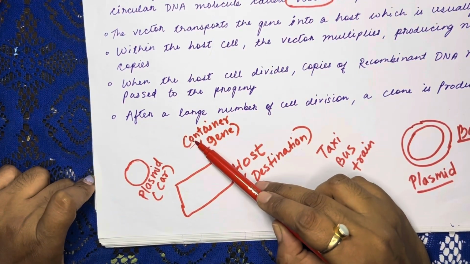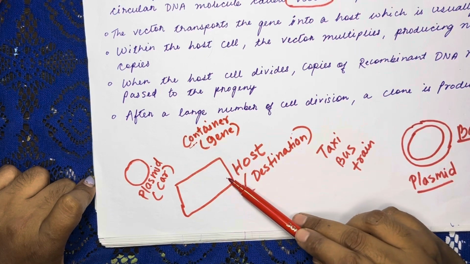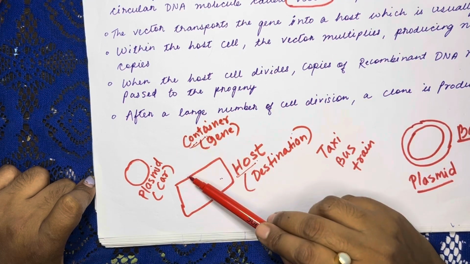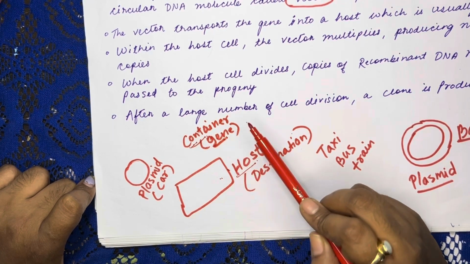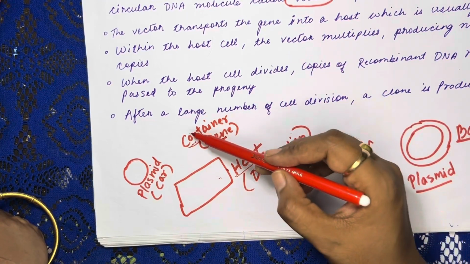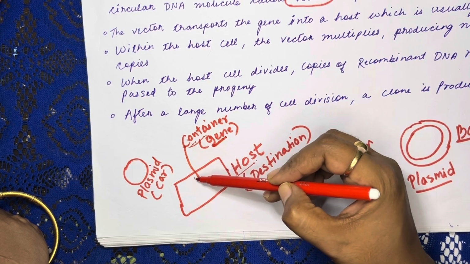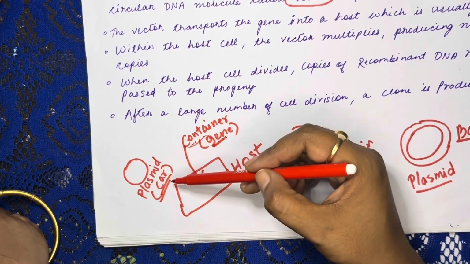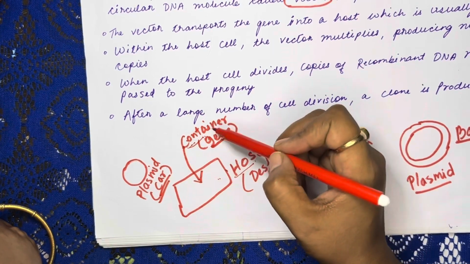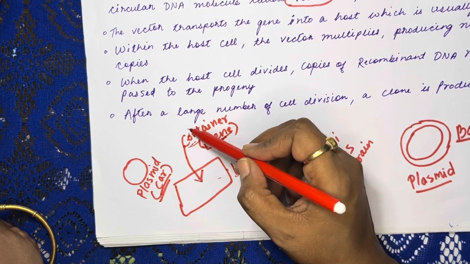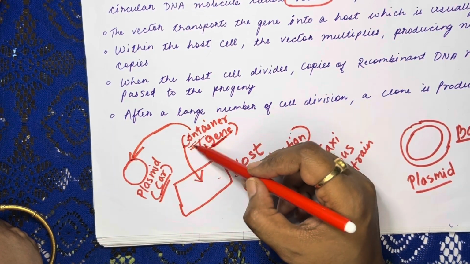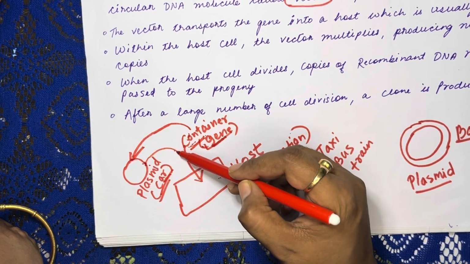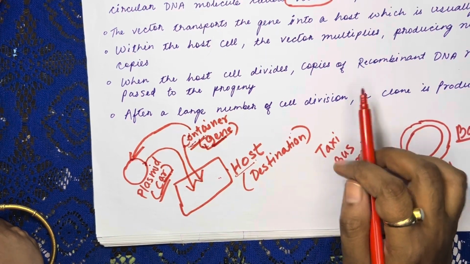Suppose I have a container, and I want to send this container to this destination. This destination will be called a host, and this container which I want to send here will be called the gene. Just an analogy, nothing else. If I want to send this container to this particular destination, I can't directly send it. I will need one vehicle, which can be a car. So first I have to insert this gene into this vector. I have to put the container inside a car, and then only this particular car has the capacity to go inside the destination. So this is how a vector works.